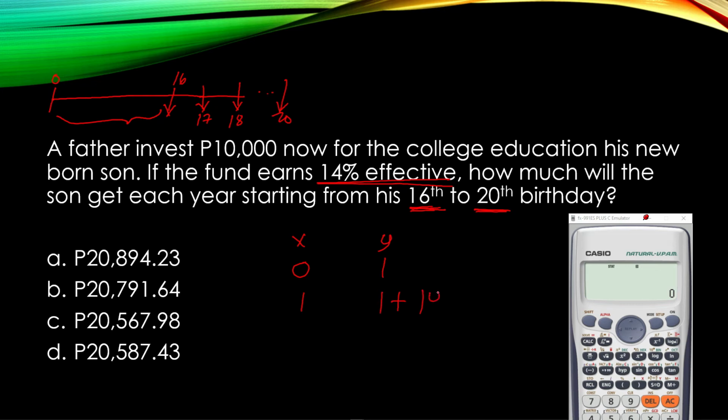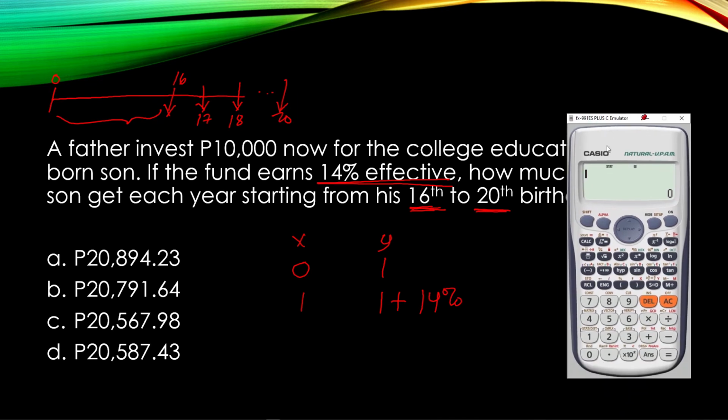So, we have 1 plus 14%. Ganun lang, simple as that. So, input natin yun sa ating calculator, mode 3, 6, 0, 1, wait lang, 1, tapos 1 plus 14%. Okay. So, press AC and then, yung concept natin, P is equal to A times the summation of B raised to the power of negative X. Okay, ano ba yung pinapahanap sa atin? Okay. Yung pinapahanap sa atin is the annuity, yung A. Okay?